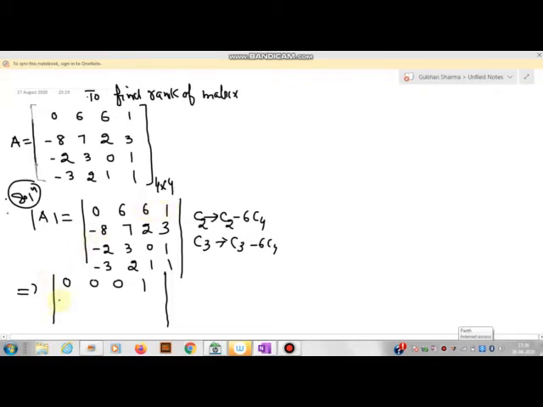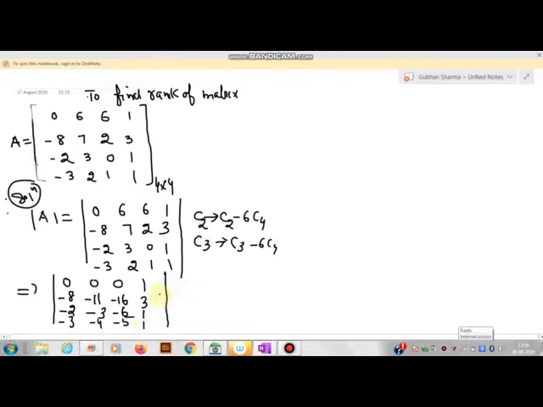So what I get? I will get minus 8. Here I will apply the operation, minus 2, minus 3. So here 6 minus 6 is 0, 7 minus 18 is minus 11, 3 minus 6 is minus 3, and 2 minus 6 is minus 4. So here 6 minus 6 is 0, 2 minus 18 is minus 16, and 0 minus 6 is minus 6, 1 minus 6 is minus 5. So this is 3, 1, 1.